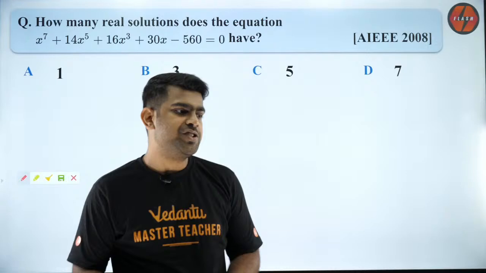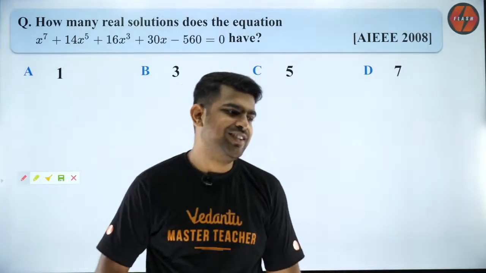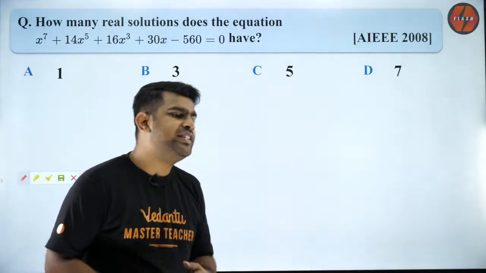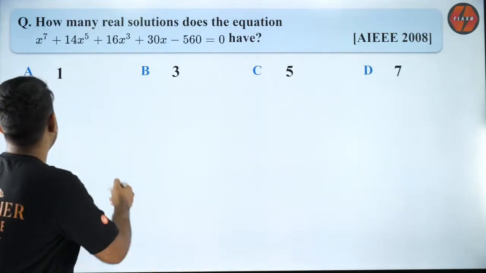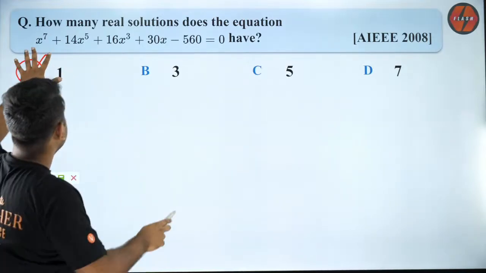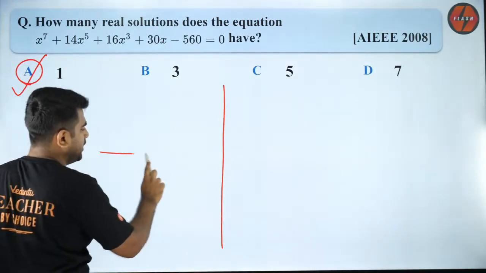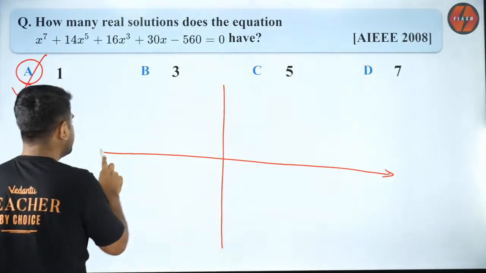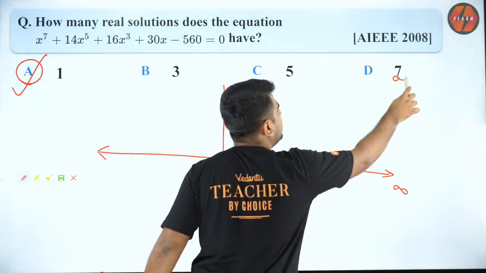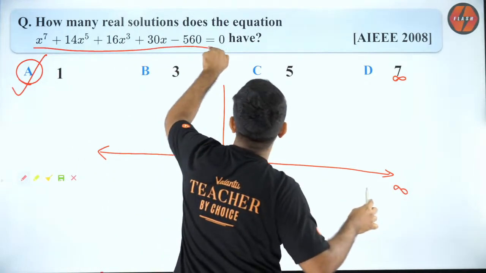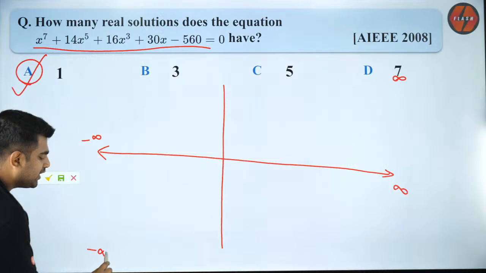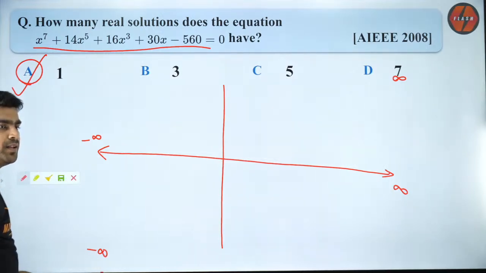Shakti Shriram says 7. Omkar says 5. Very good, Diya. Diya is absolutely right because, guys, the answer is A. It is 1. First of all, this is an odd degree polynomial. So guys, do you all agree that when x tends to infinity, the curve will tend to infinity, and when x tends to minus infinity, it will be minus infinity? Do you guys understand that?